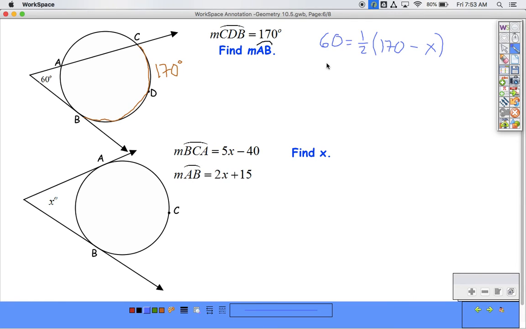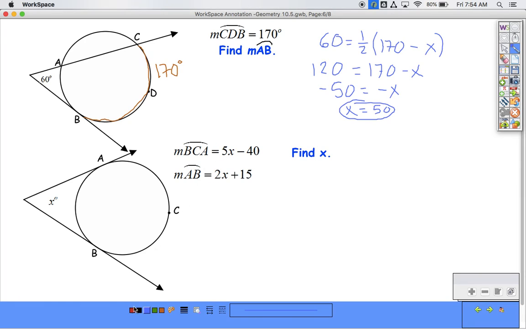Now to get rid of the half, we multiply both sides by 2. So 120 equals 170 minus x. We subtract 170: -50 equals -x. So then we can say x equals 50. And you go ahead and check it. 170 minus 50 is 120, divided by 2 is 60.